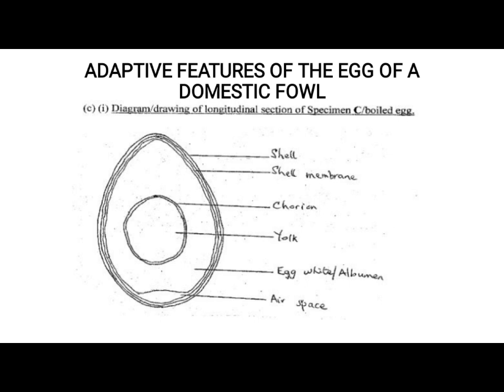Okay, although the chalaza is not shown here, it's actually a structure found somewhere here, which helps to attach the yolk to the membrane. Okay, so let me quickly talk about those that are represented here. You have the shell, and that's the shell. Okay, you have the shell here. You also have the shell membrane here.